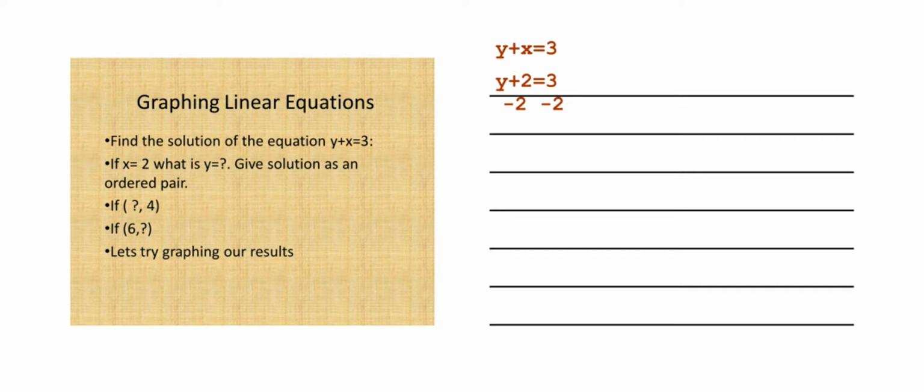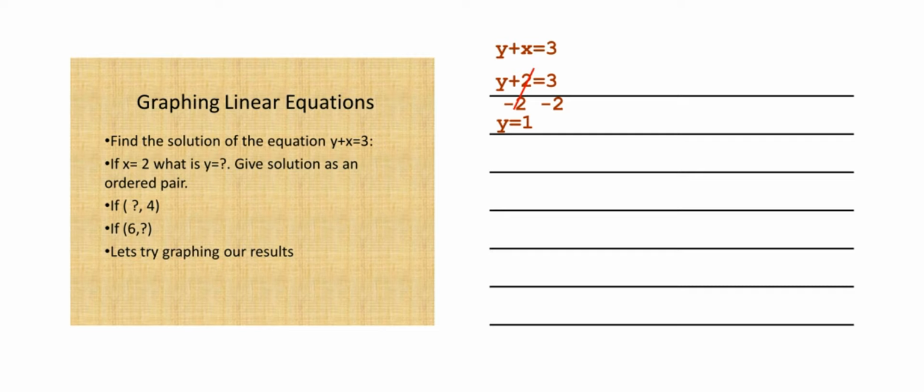Okay, that means we gotta get rid of the 2. Since it's a positive, we subtract. And we subtract to both sides of the equal sign. This gives us 2 minus 2 will cancel out. And 3 minus 2 will give us y equals 1.